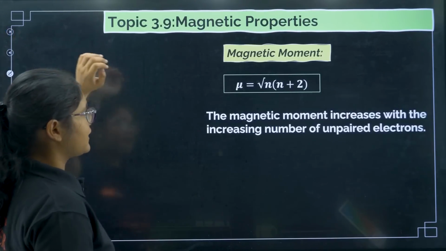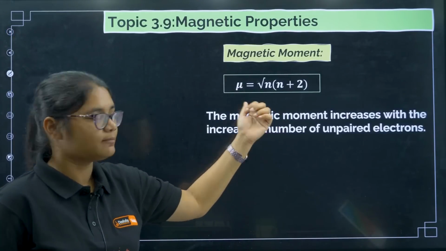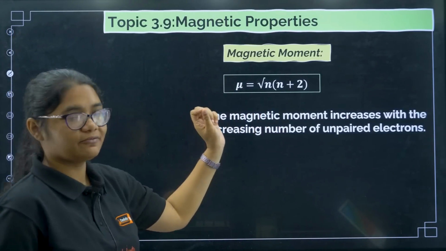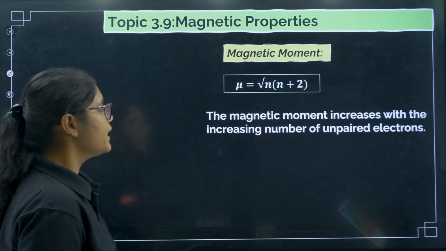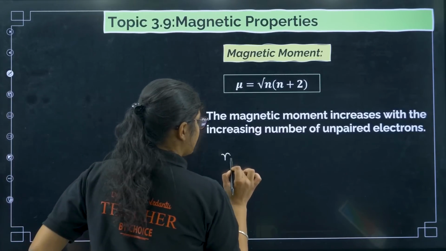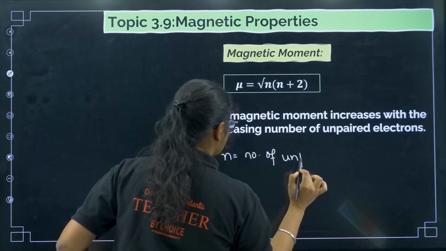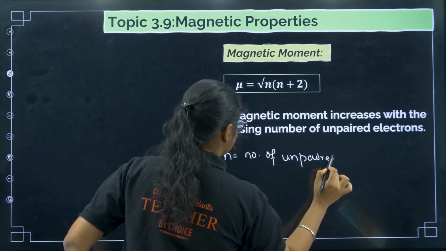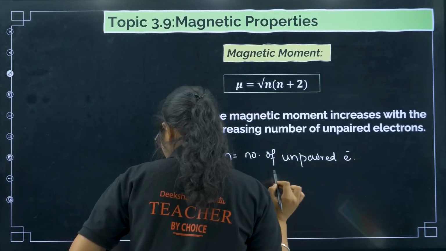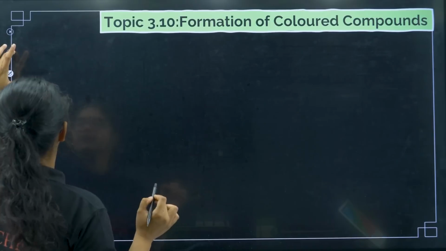Next, the formula to calculate the magnetic moment is mu equals root over n into n plus 2. And n here is what? n here is the number of unpaired electrons. You can get numericals from here, so definitely you should be knowing this one. And here also I want to tell you a trick. I haven't mentioned that.